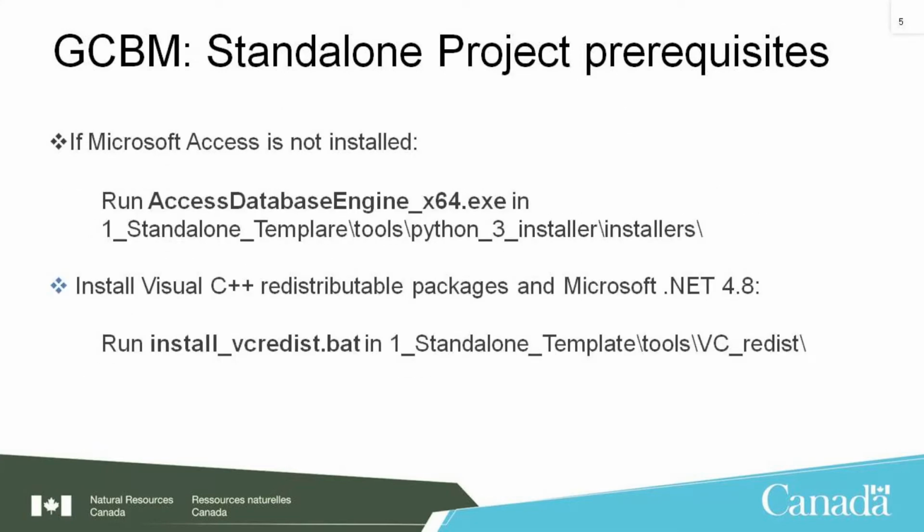Since the GCBM's archive index database is in Microsoft Access format, the user will need to install the Microsoft Access database engine if they don't already have it installed. The user will need to install Visual C++ redistributable packages and Microsoft .NET 4.8.